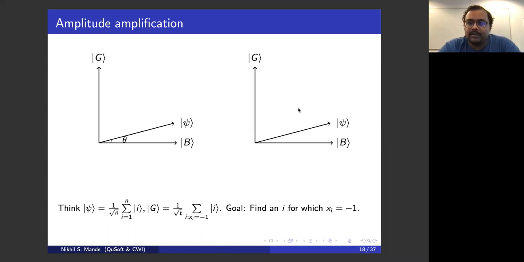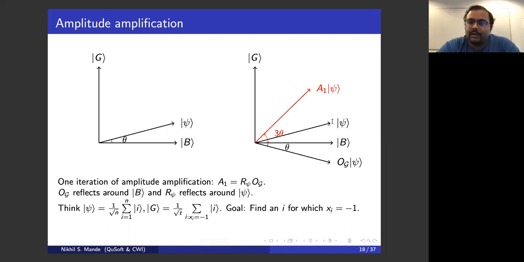And how do you do this? I'm sure a lot of you would have seen this at some point. You start with psi. Let's reflect around ket B. This corresponds to an oracle query of cost 1 in the query world. So the angle theta gets reflected here. Now reflect around psi again. So this angle becomes 3 theta.